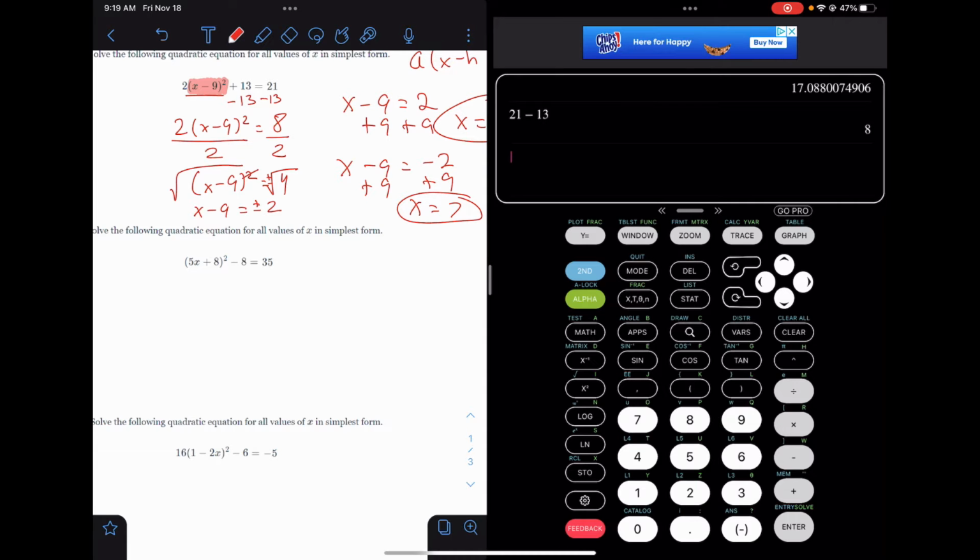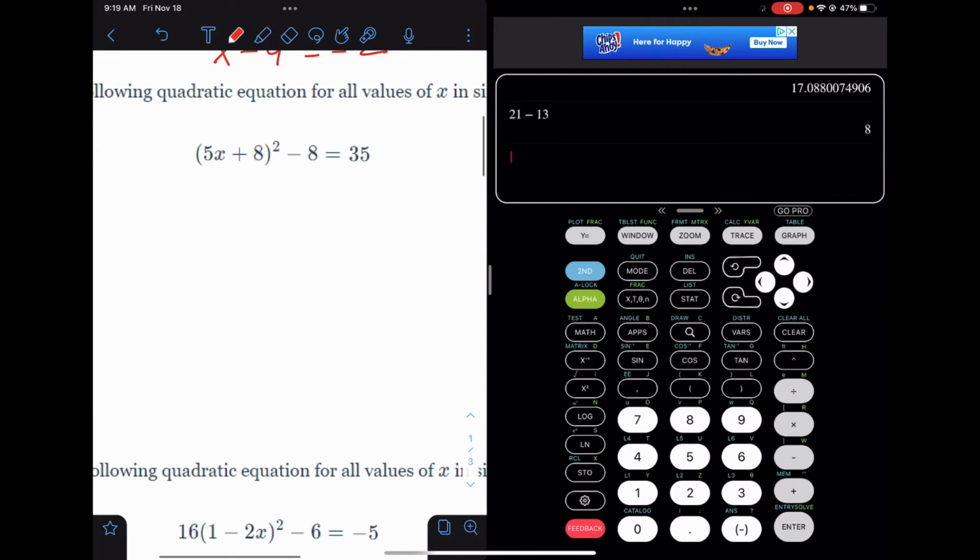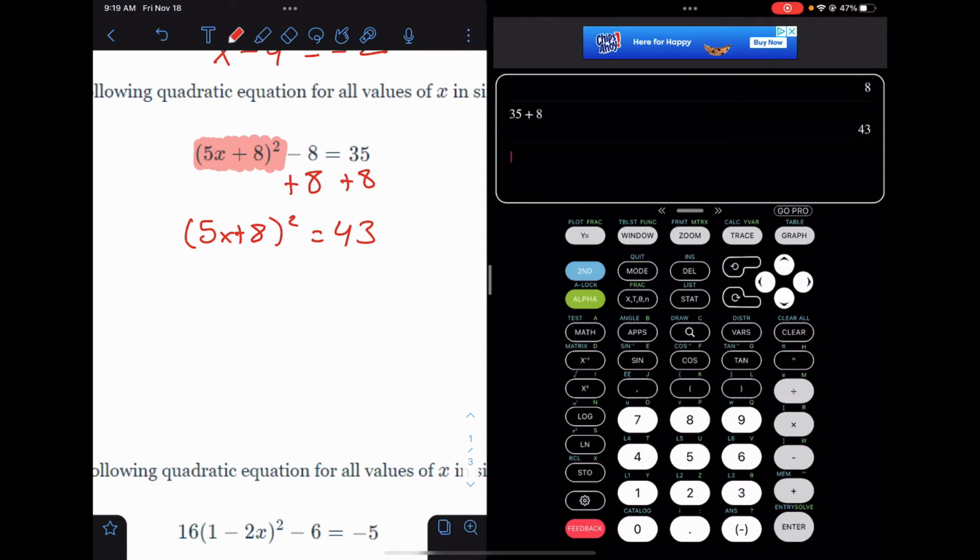All right, let's go ahead and try the next one. So again, our first goal here is to isolate this guy, get him by himself. So all I need to get rid of is the 8. All right, so I'm going to do 35 plus 8, and I get 5(x plus 8) squared equals 43. All right, and then I'm going to go ahead and take the square root of both sides. And when I do that, I get 5x plus 8. Ooh, and I forgot plus minus, equals plus minus root 43, okay?